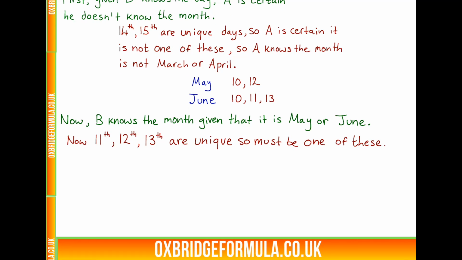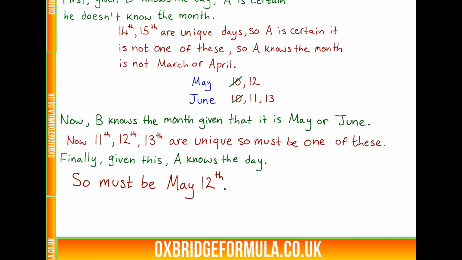Finally, after all of this, A now knows the date. Remember that we're discarding the 10th of each month, since we know it's one of these 3. Given that A can deduce from this information the final date, what must it be? If she knows the month is June, then it could be the 11th or the 13th. But if she knows the month is May, she can be certain it's the 12th. We're told that she knows what the date is, and so it must be May the 12th. And that's the end of this question.